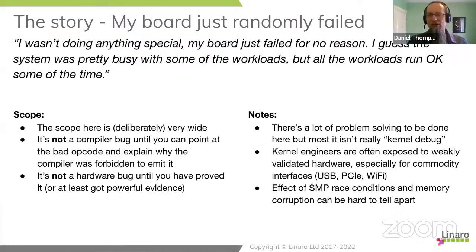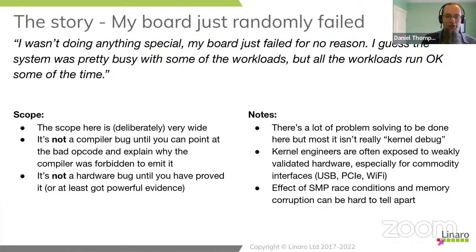So the scope, I mean, this is very, very wide. The failure could be across the system. There are two things I suggest be taken as absolute truths. It is not a compiler bug until you can point to the bad opcode and explain why the compiler was forbidden to omit it. It's as simple as that. The compiler is a nice reproducible tool. It always generates the same assembler from the same C, except in some very extreme circumstances. So until you can point out an opcode that the compiler has omitted that it was not permitted to, it's not a compiler bug, it's probably a bug in your code that doesn't treat the optimizer correctly.